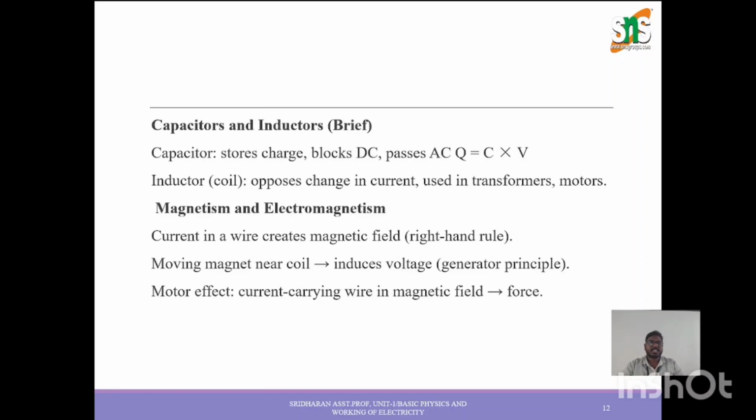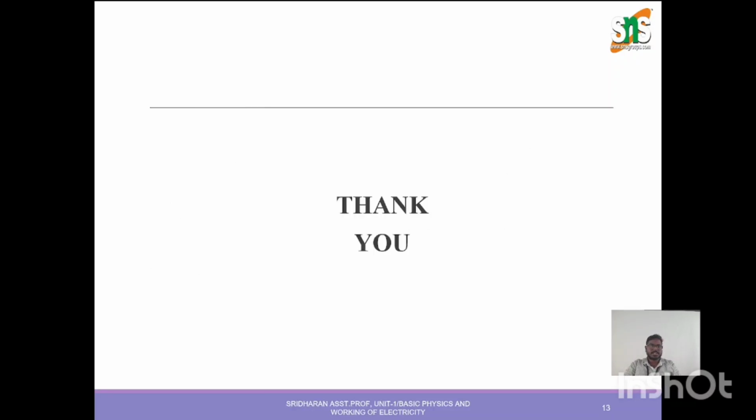Capacitors are instruments which are used to store charge, whereas inductors are components which oppose the change in current, and they are also majorly used in transformers and electrical motors.